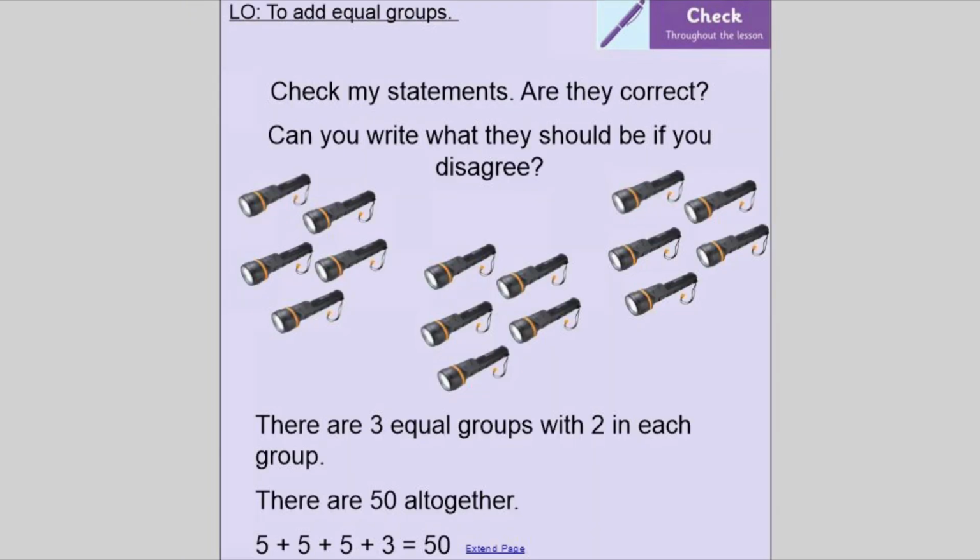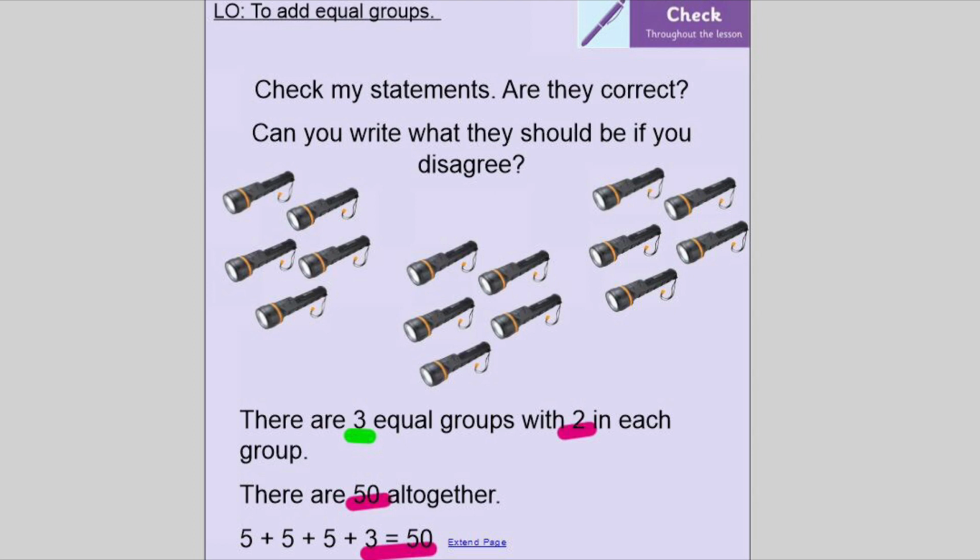Let's do one last check to make sure that we're really certain on this. So check my statements. Are they correct? Can you write what they should be if you disagree? So I think there are 3 equal groups with 2 in each group, and there are 50 altogether, because 5 add 5 add 5 add 3 makes 50. What do you think, Year 2? Green for great or pink for think, my answers.